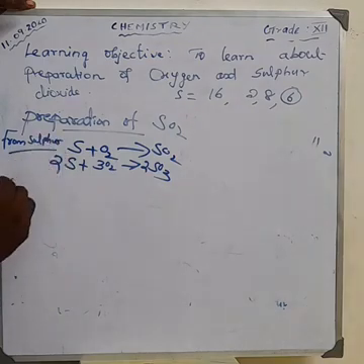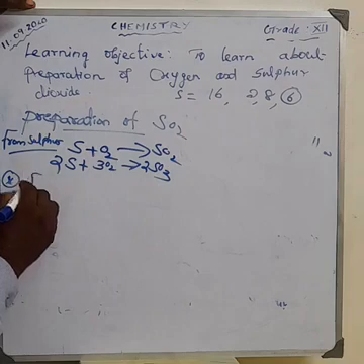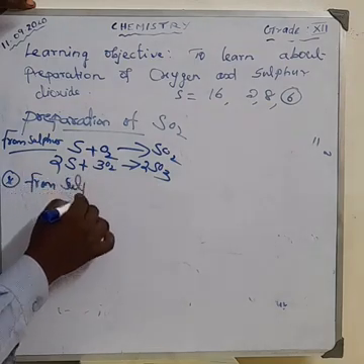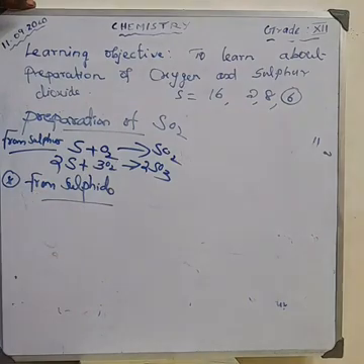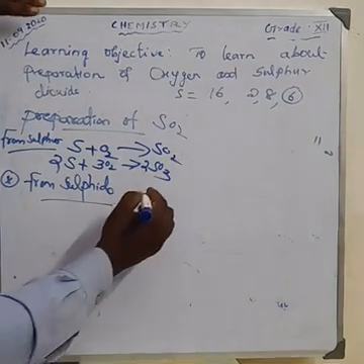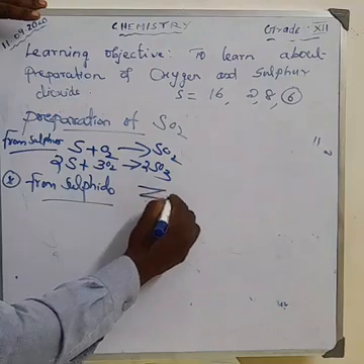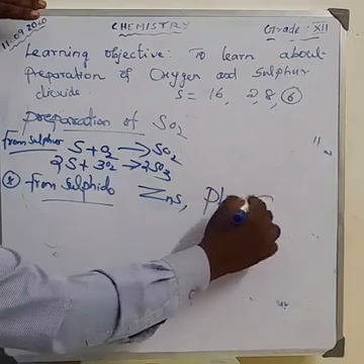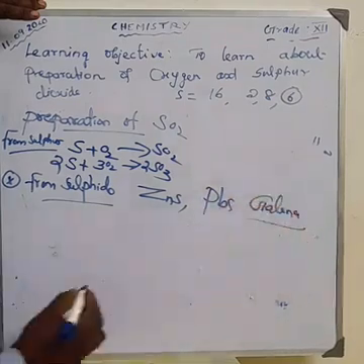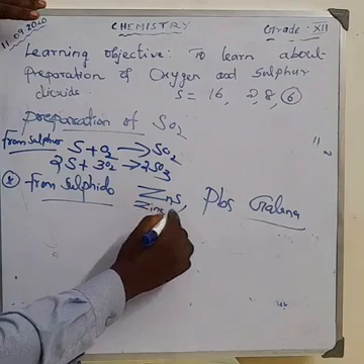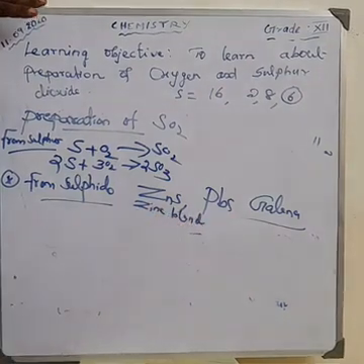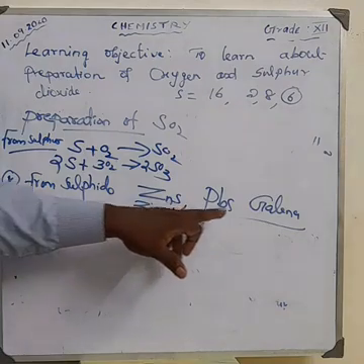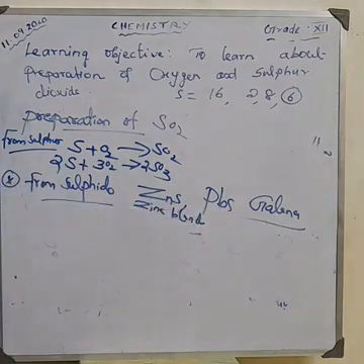Next one, from sulfide. By sulfide we mean zinc blende, whose formula is ZnS, zinc sulfide, and galena, PbS. Okay, these metals containing sulfur are commonly called sulfides.